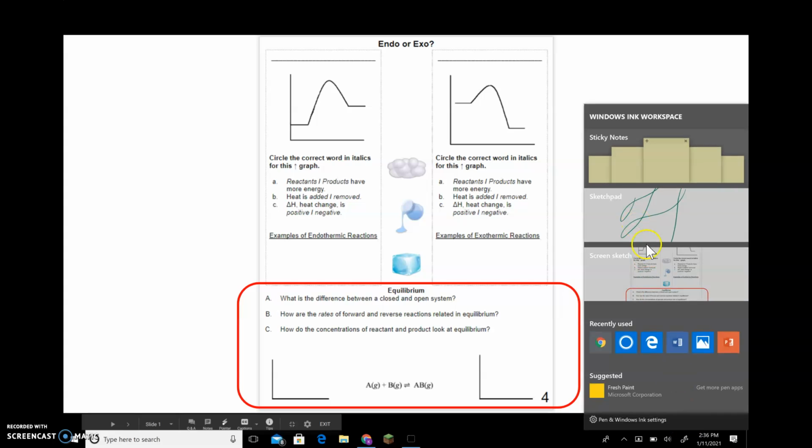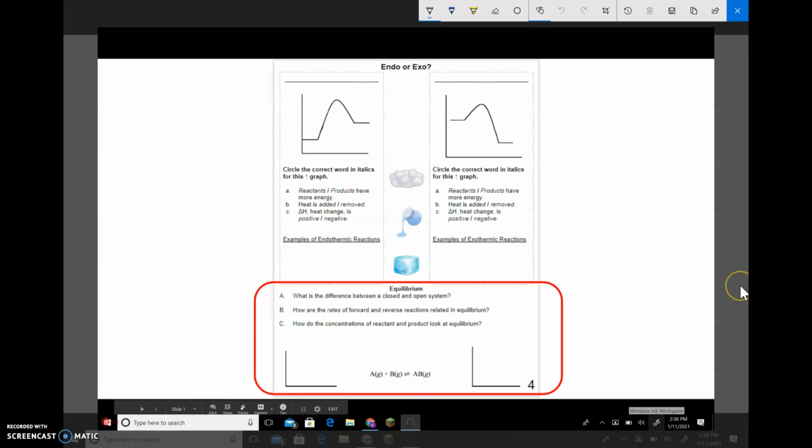Okay, today we are going to talk about equilibrium. So turn to page 7 in your packet. So not 4, page 7. And we're going to answer these 3 questions and then draw some graphs right here.